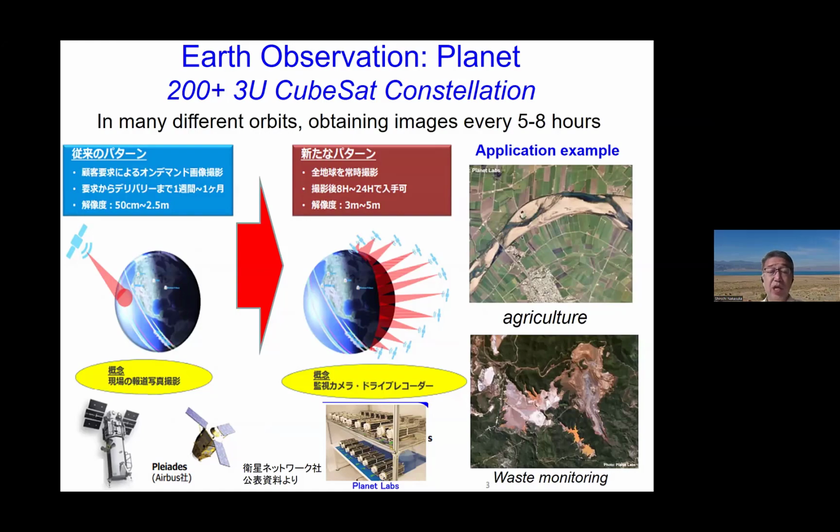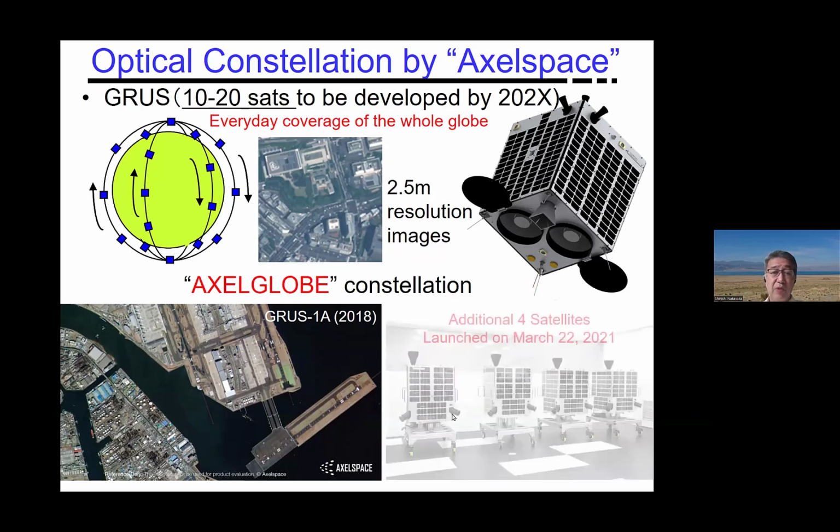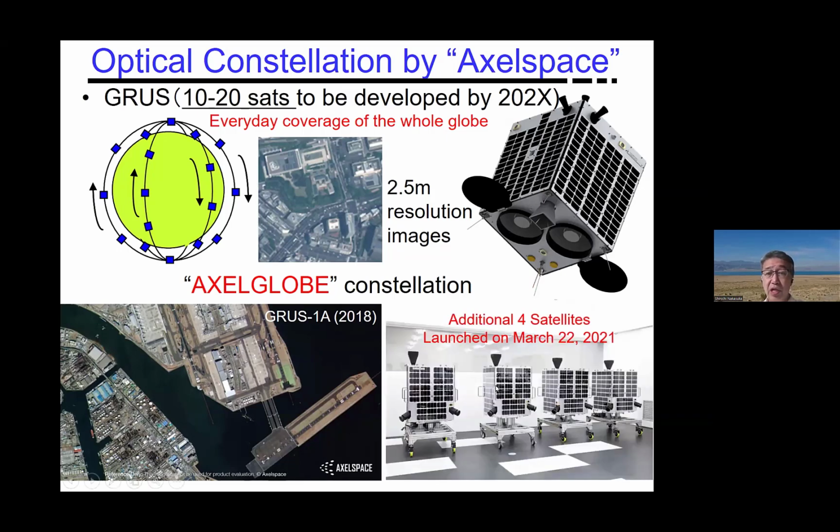And in Japan, we have several such companies targeting small satellite constellations. For example, Axelspace, a startup company from our laboratory, is targeting a 10 to 20 satellite constellation by 202X. The satellite is called GRUS, which has a 2.5 meter resolution. This kind of picture has been obtained, and they launched an additional 4 satellites last year. They now have a 5 satellite constellation, and coverage every 2 or 3 days is possible.